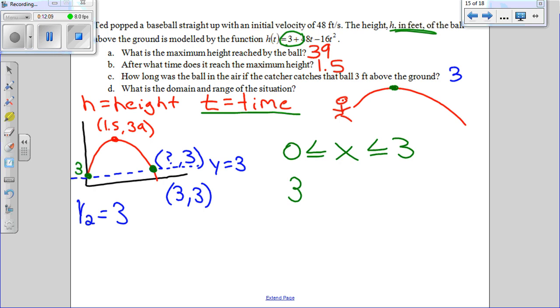Then you do your symbols. So 3 has to be less than or equal to y. So the height is always going to be greater than that. And the height of the ball will never get bigger than 39. Right? That was the maximum height the ball ever reached. So this range says the height of the ball has to be between 3 feet and 39 feet at all times. And then you could throw in y is an element of the real numbers, just saying that it could be any number in between there.